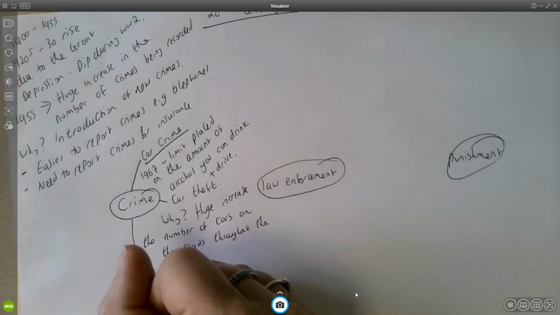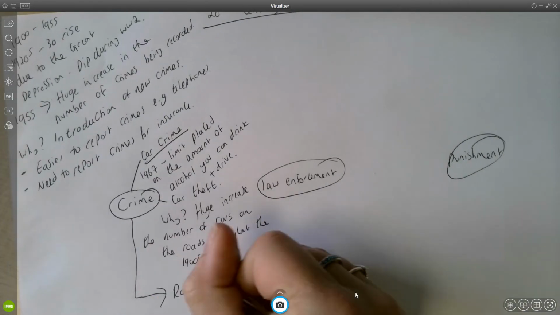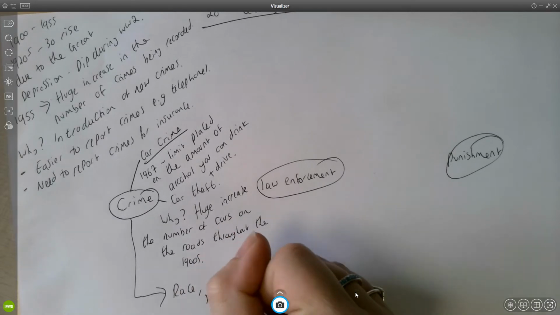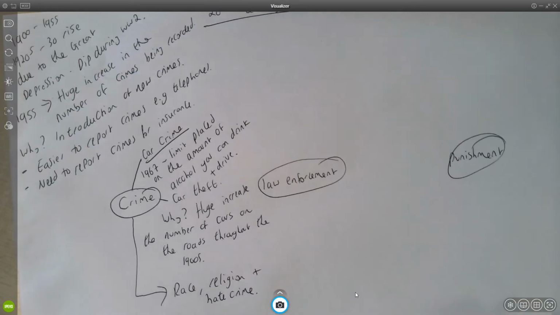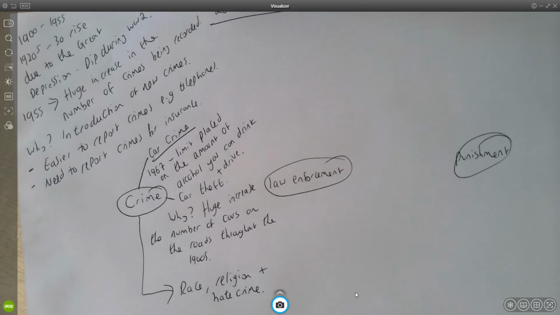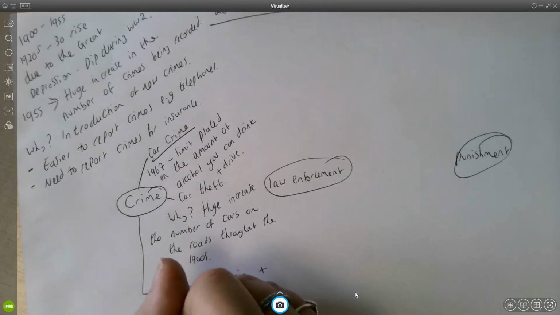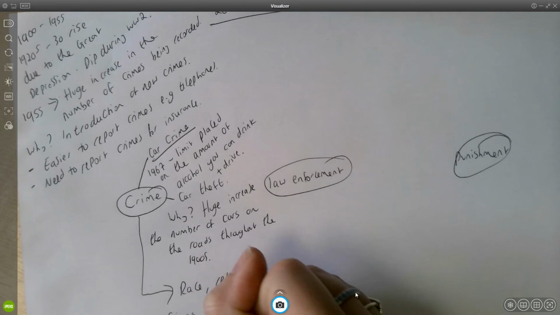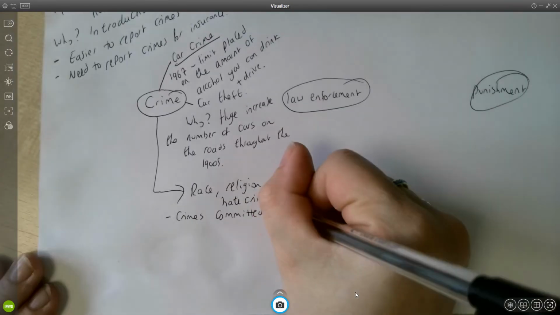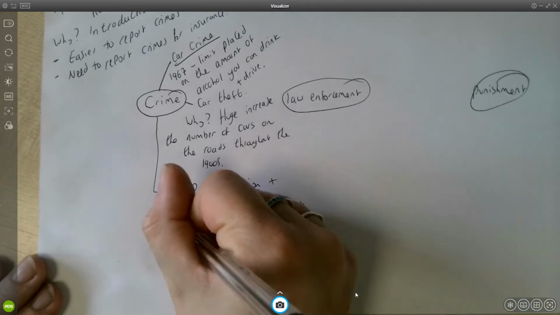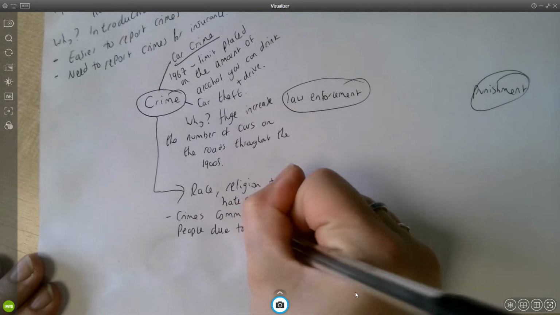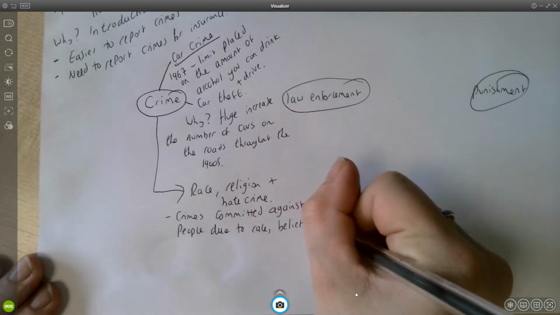Another new crime at this time period: race, religion, and hate crime. And this is crimes committed against people based on their race, their beliefs, or identity.